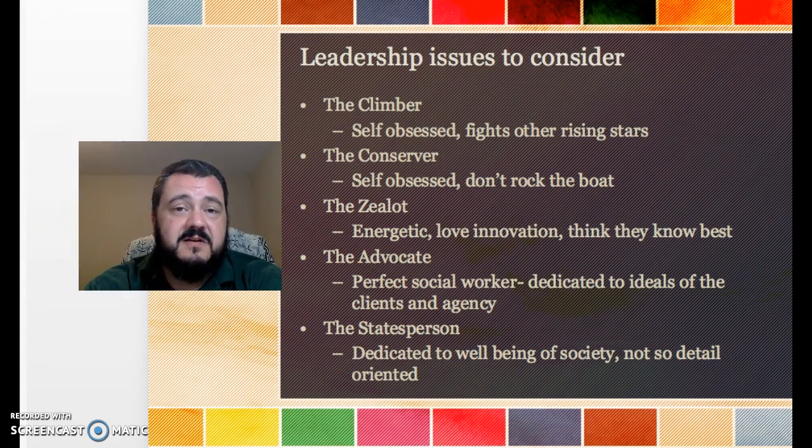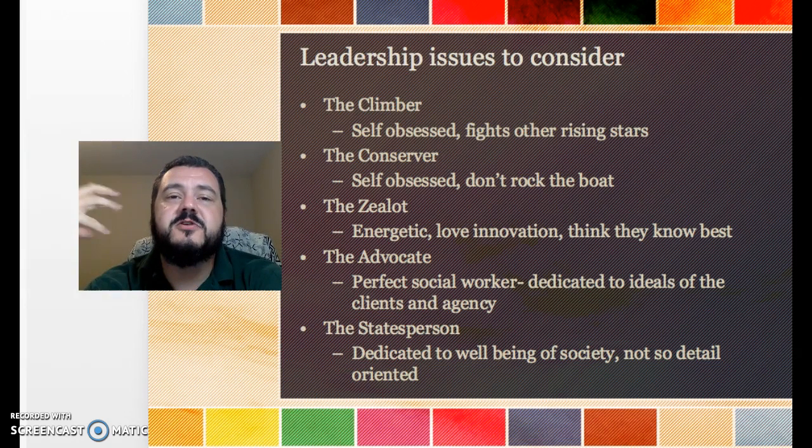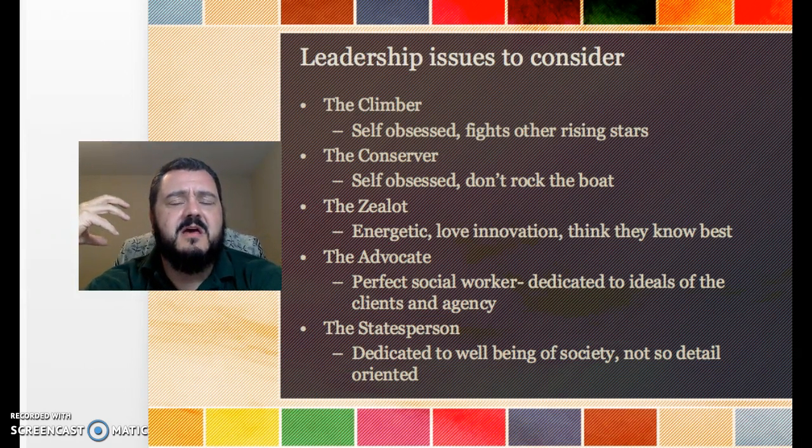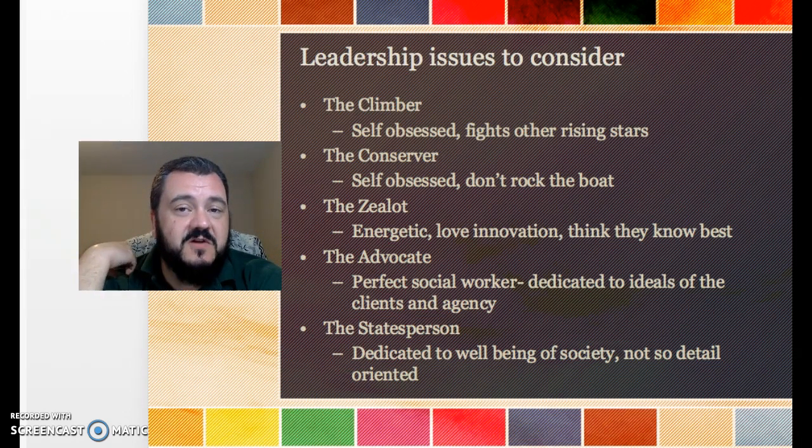The climber is identified as the type of leader or manager who is self-obsessed, who tends to fight rising stars, so that they kind of want leadership for the sake of having leadership. They want the glory, they want the power, and anyone that they see as a threat, they will clip their wings. I'm sure many of you guys have known people like this.